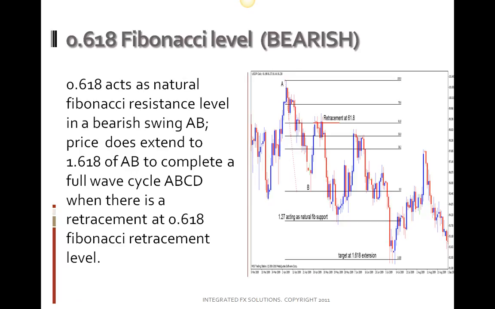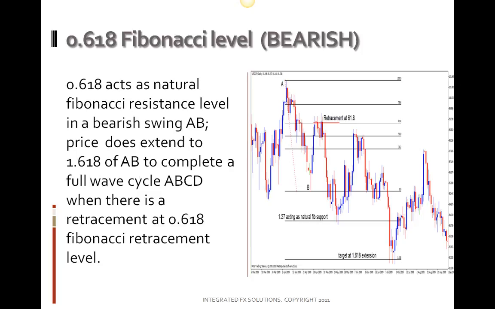The 0.618 Fibonacci level, looking at a bearish swing. 0.618 acts as a natural Fibonacci resistance level in a bearish swing AB. What is a swing? A swing is a movement from one point to another point. So when price is moving, depreciating from point A to B, we call AB a swing.